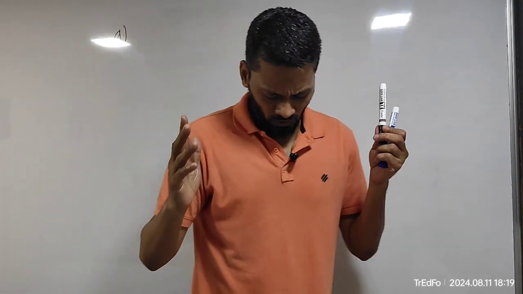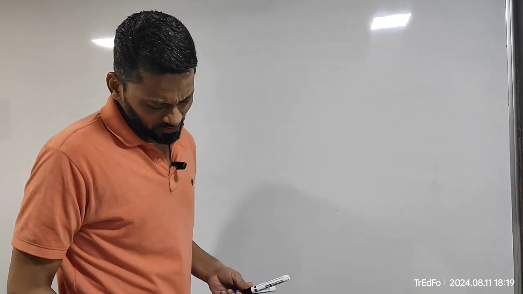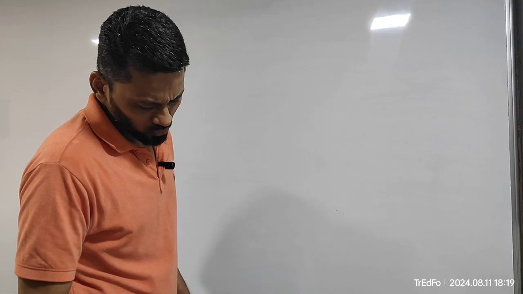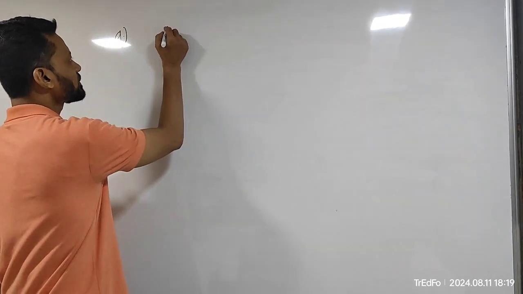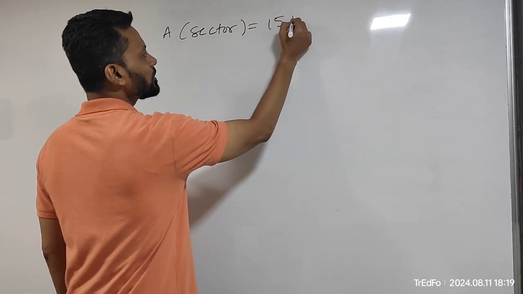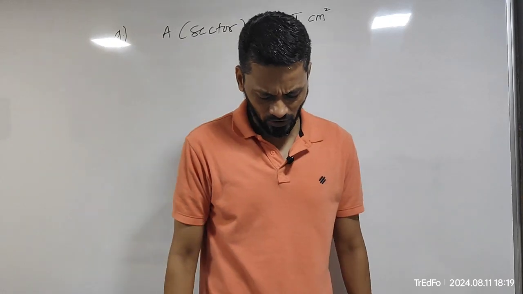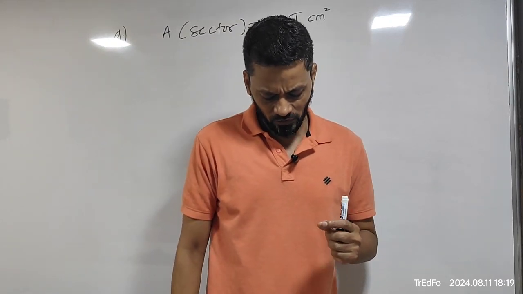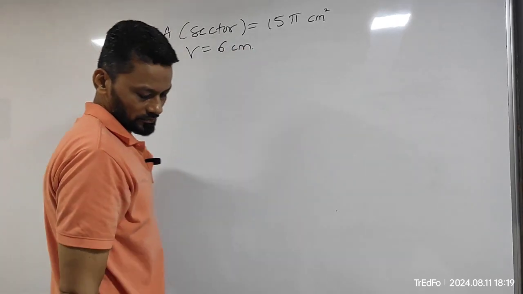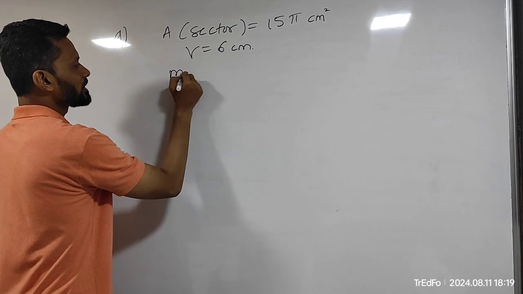The area of a sector of a circle of 6 centimeter radius is 15 pi square centimeter. So the area of a sector is given. What have they given? Area of a sector is 15 pi centimeter square, or square centimeter, it's one and the same thing. Now the radius of this circle is 6 centimeter. Find the measure of the arc. So they want to find the measure of the arc.